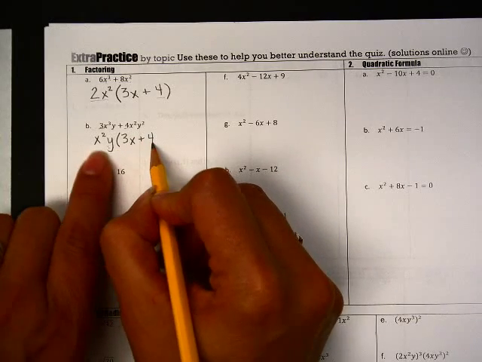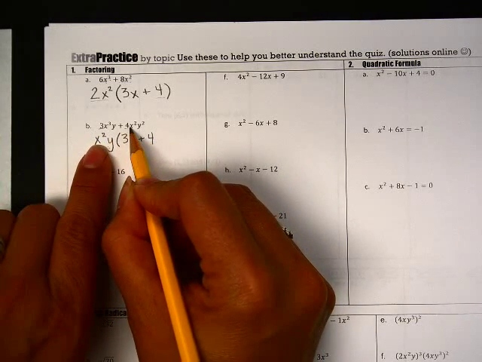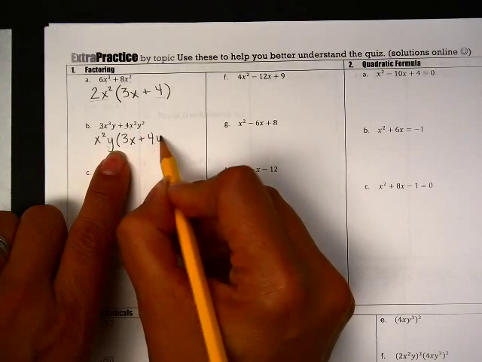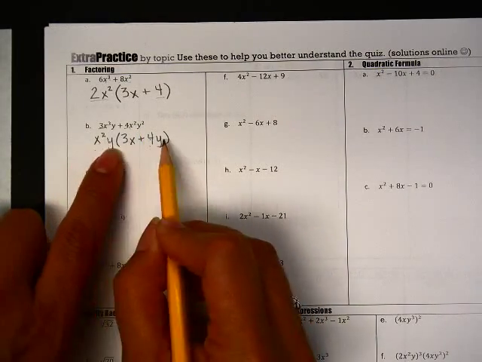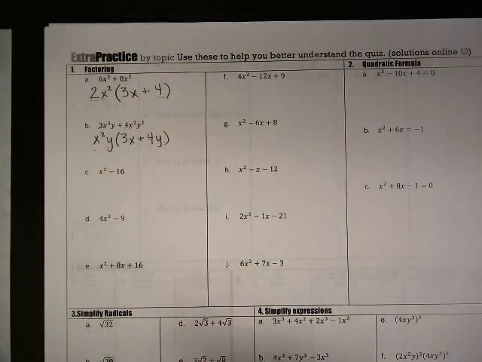Here I need a 4. I don't need an x at all because I already have my x squared, but I do need a y. So if I multiply this times this, I get 4 times x squared times y squared.